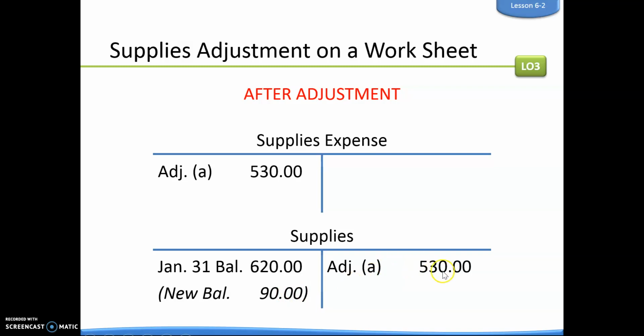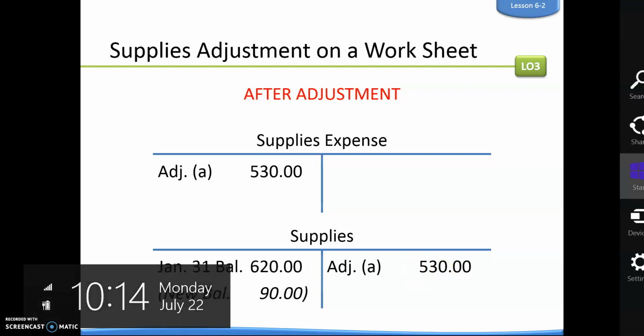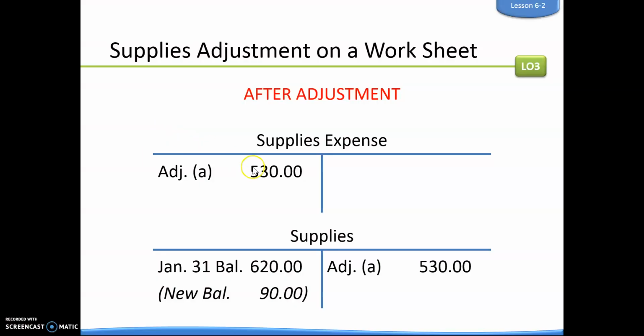We credit that $530 out of our asset account, and we debit it to our supplies expense account. Okay, and that is our adjustment. We have a debit, we have a credit, they're equal. That's where we're coming from.